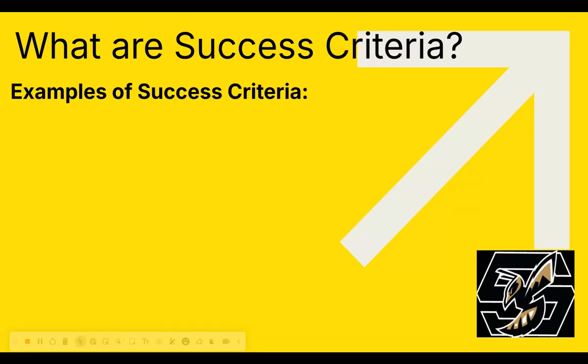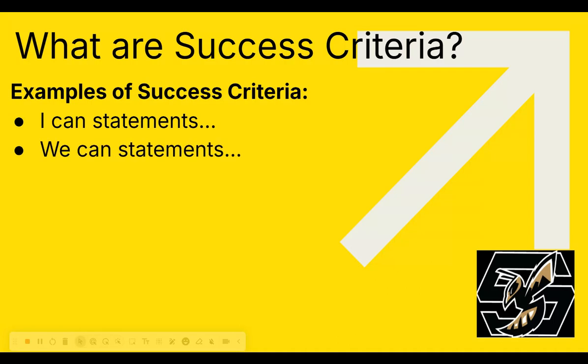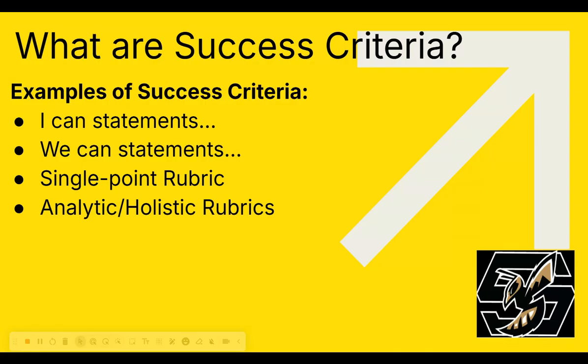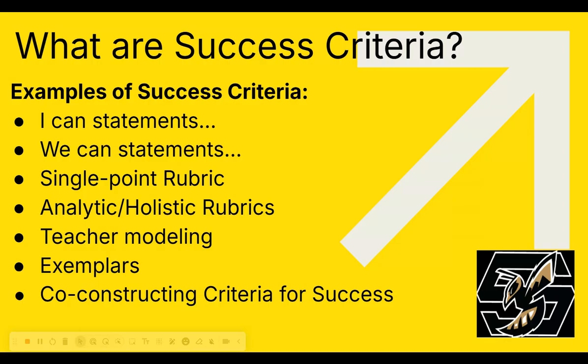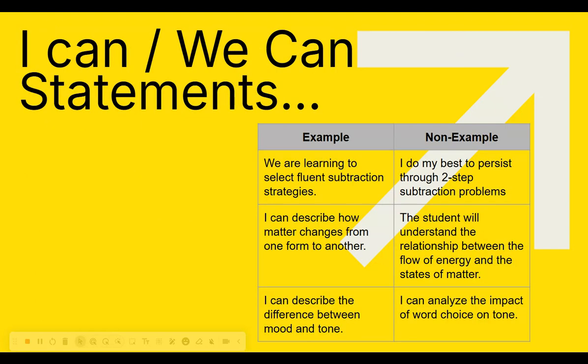So what are success criteria? Some examples of the most common are I can and we can statements. Most of the time when you look at success criteria, it's going to contain those two types of statements in student language. But that's not it. There is more to success criteria than just that. You might have a single point rubric, and we'll get into that in more detail, or analytic or holistic rubric, or teacher modeling, exemplars, or even co-constructing criteria for success. In the coming slides, we will dive into each of those and tell you a little bit more about it.